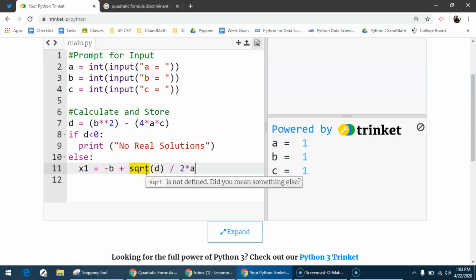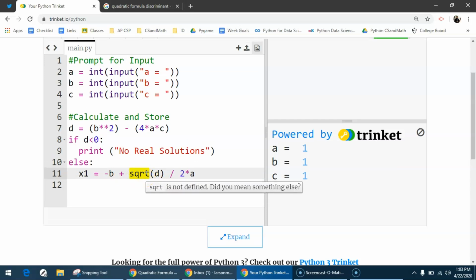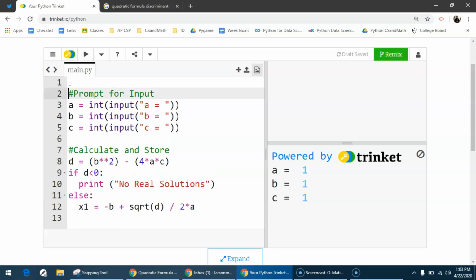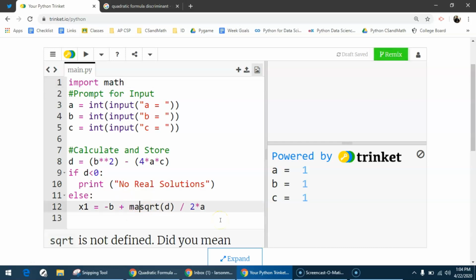Now, it doesn't like that square root. It says it's not defined. Did you mean something else? Well, I do happen to know that you're going to have to import that. Sorry, I should have put import, which we usually do with our modules right away in our code. So import the math module. And now if you type math.sqrt, it's saying, okay, from that math package that is now installed, pull that command out.